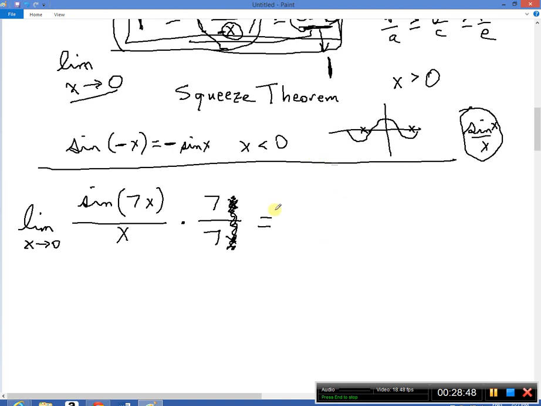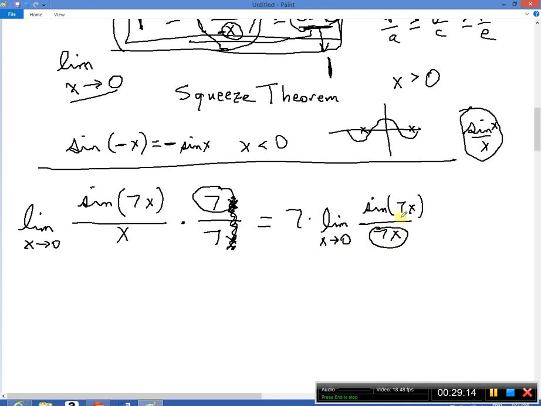And here's what you'll get. The 7x on the bottom is what you want, and the sine of 7x on top is what you want, and the extra 7 that you needed to make it all work, just pull it out of the limit, because the limit of a constant is the constant times the limit of the function. So we have the limit as x goes to 0. And now you ask yourself, what happens as x goes to 0?